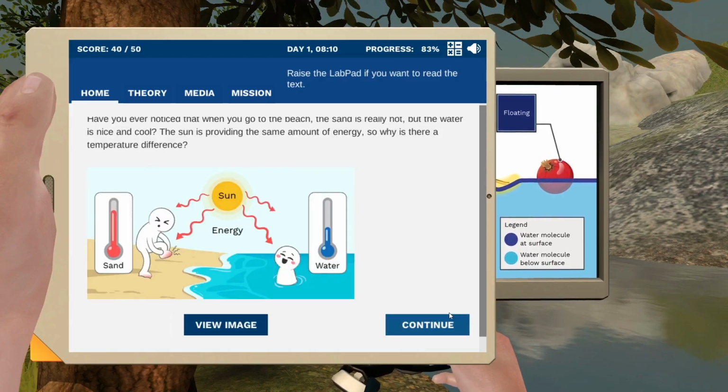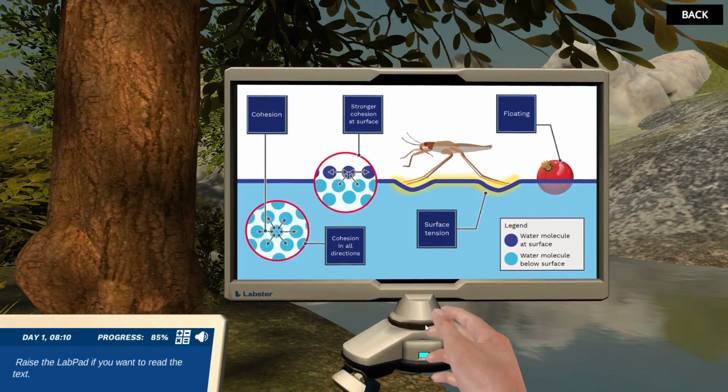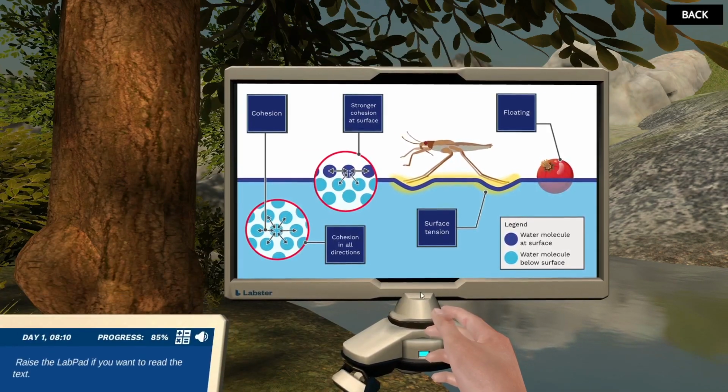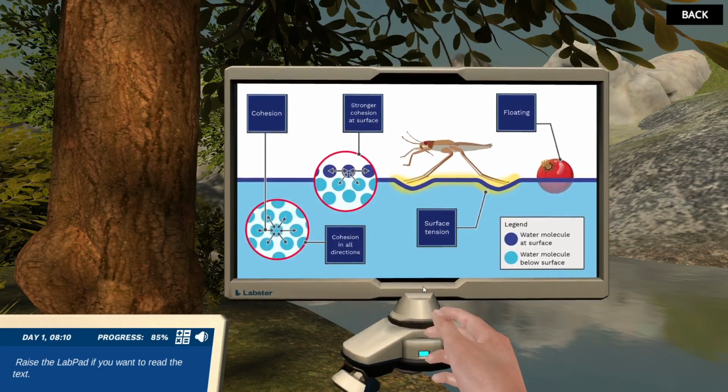Have you ever noticed that when you go to the beach, the sand is really hot, but the water is nice and cool? The sun is providing the same amount of energy, so why is there a temperature difference? Water is said to have a high thermal capacity. This means that it takes a lot of energy for water to heat up, and that water is great at maintaining its heat. These properties exist because a lot of energy is required to break hydrogen bonds between water molecules.